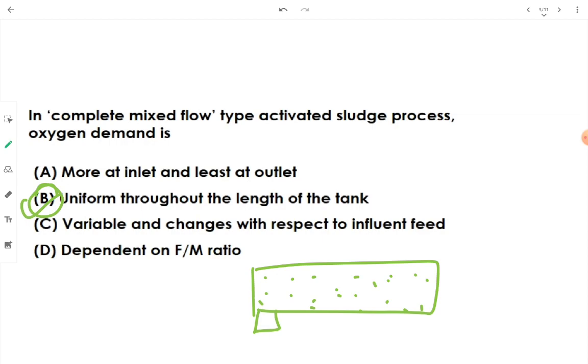That we are going to see in the next question. Here in complete mixed flow, you are needed to provide oxygen equally, uniformly throughout the length of the tank. The units are provided equally along the length. Option B is the one.